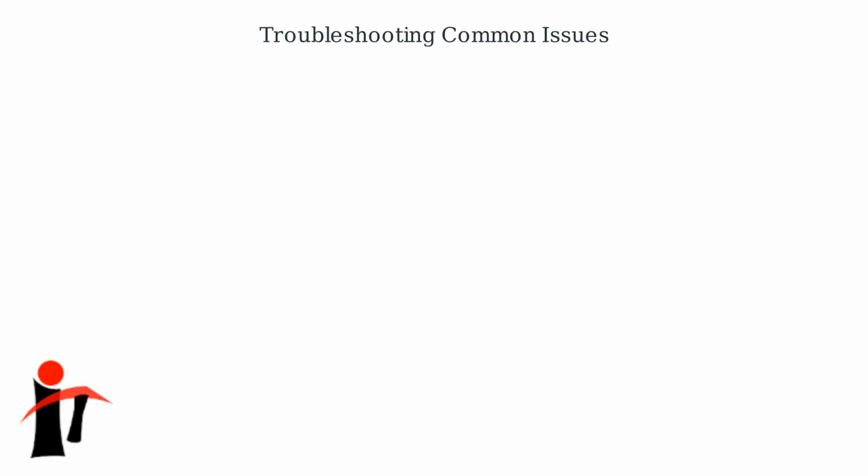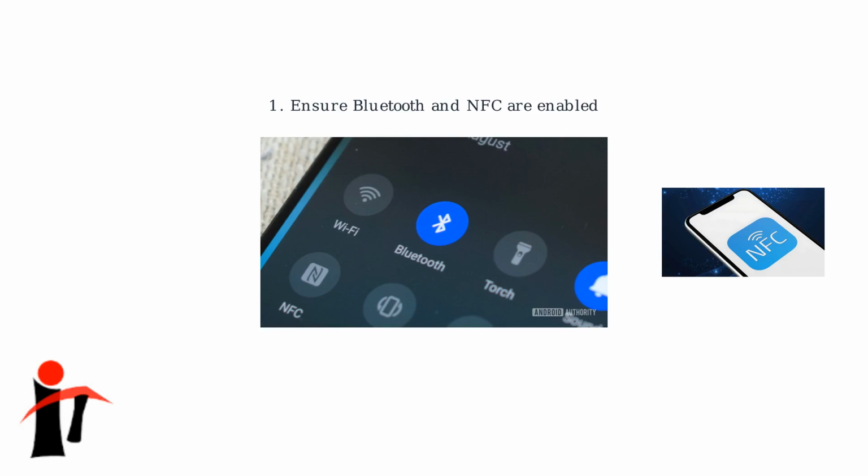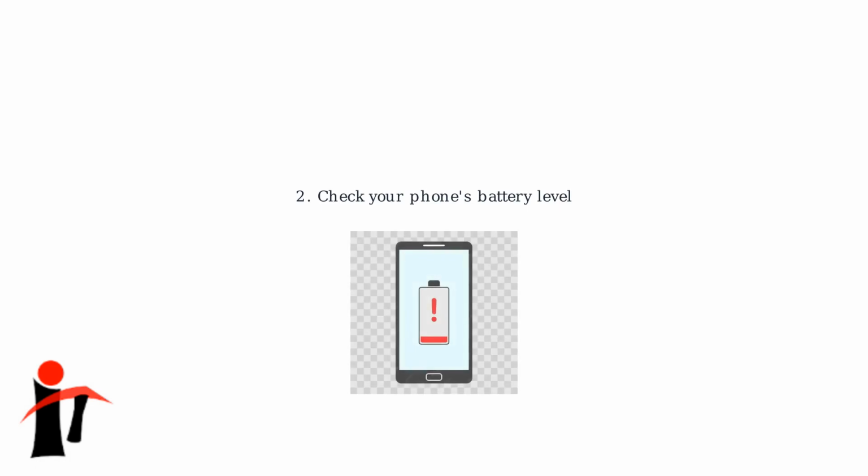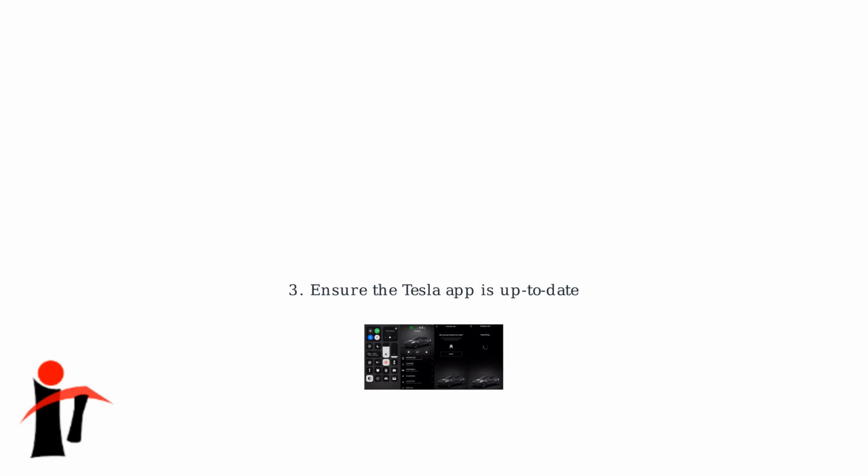If your phone key isn't working, start by ensuring Bluetooth and NFC are enabled on your phone. These are essential for the digital key to communicate with your Tesla. Next, check your phone's battery level. A low battery below 10% may disable phone key features to conserve power. Make sure the Tesla app is up to date. Outdated versions may cause compatibility issues with the phone key feature.